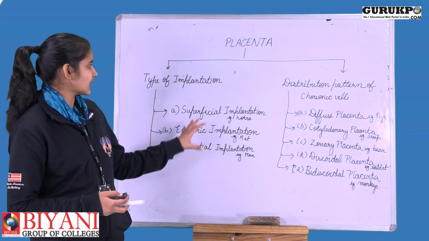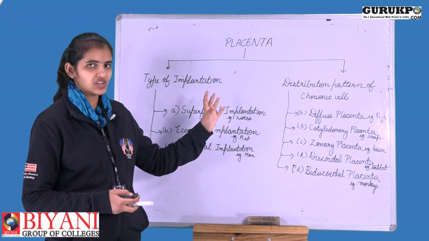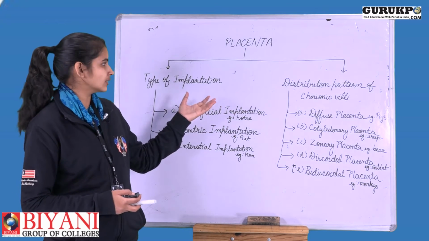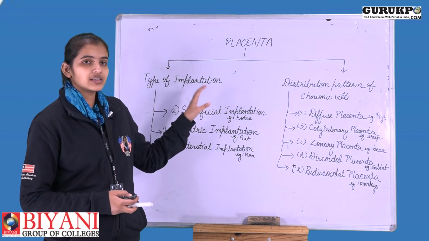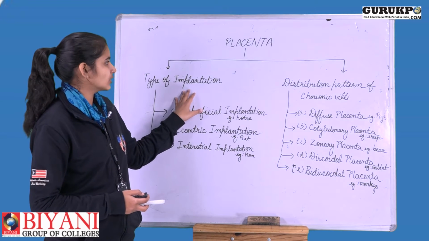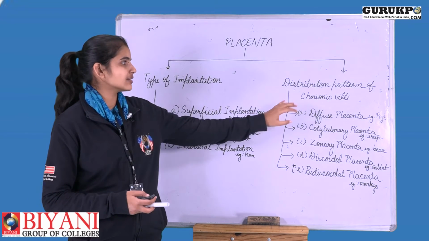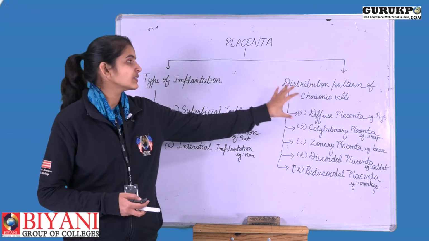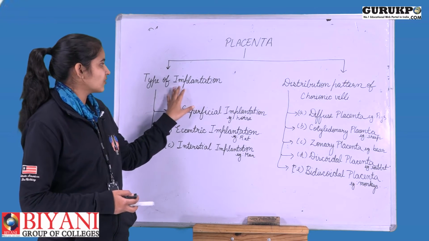So basically placenta is divided into various types. We have already discussed earlier in a lecture where we divided the placenta on the basis of histology. Now we are dividing the placenta on the basis of type of placentation and distribution pattern of chorionic villi. So first of all, the type of implantation.